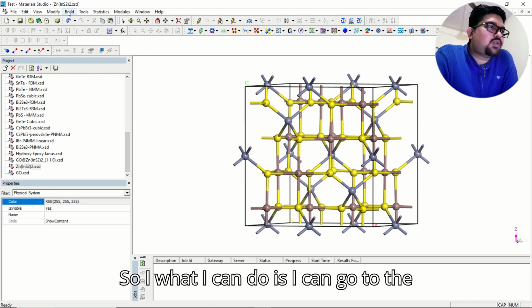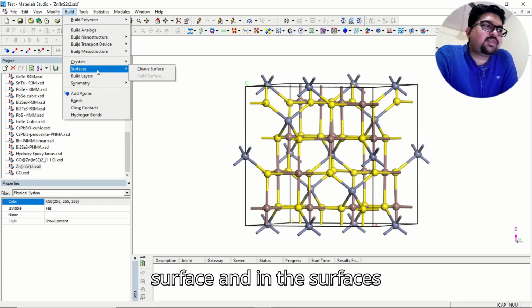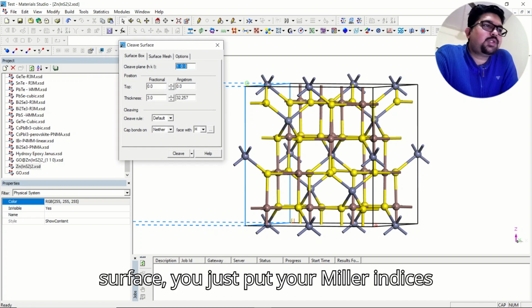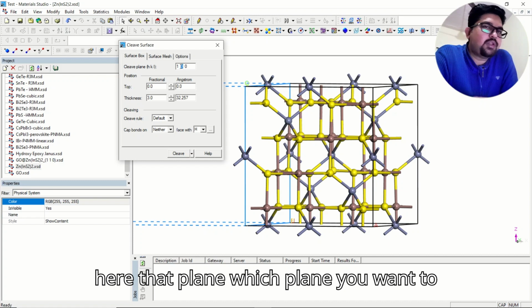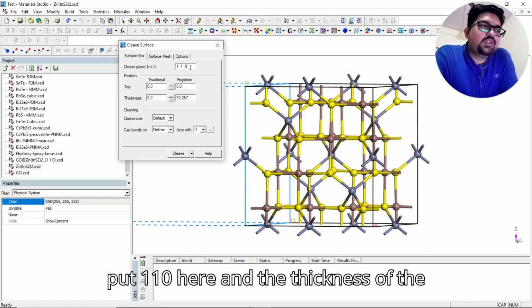So what I can do is go to the build menu, and there go to surface, and in the surfaces, cleave surface. In the cleave surface you just put your Miller indices here, which plane you want to cleave. My interest is 110, so I'll put 110 here, and the thickness of the plane.